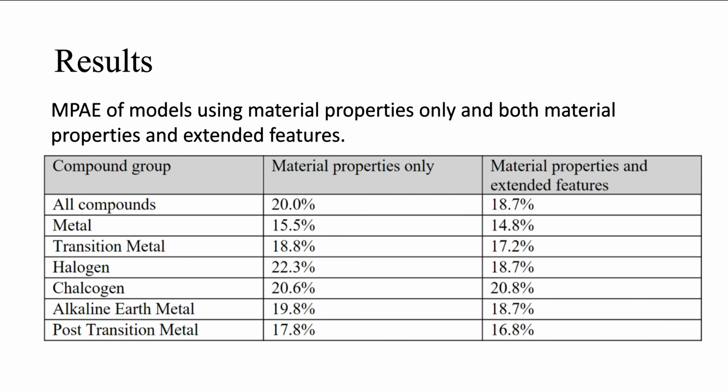For example, look at the halogen compound group. While training with material properties only, the model achieved a 22.3% error, while it dropped to 18.7% error when I added extended features. Interestingly, the exception to both of these results was the chalcogen group, which had a higher error than the model that was just trained on all compounds, and also it did not help when I added extended features.